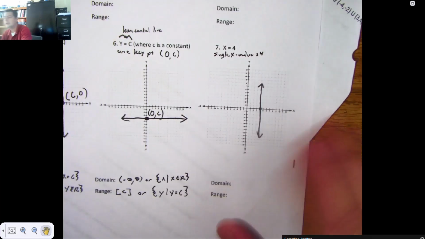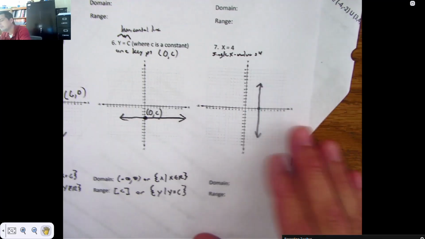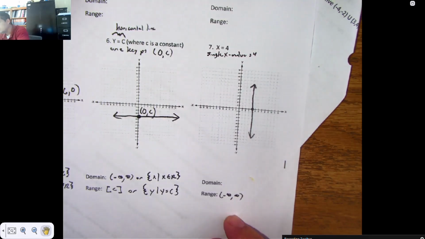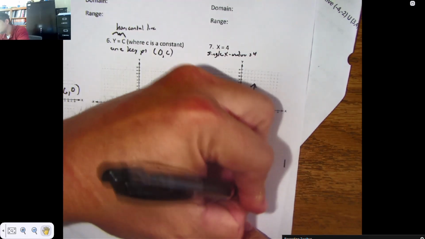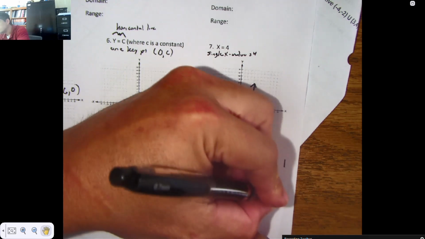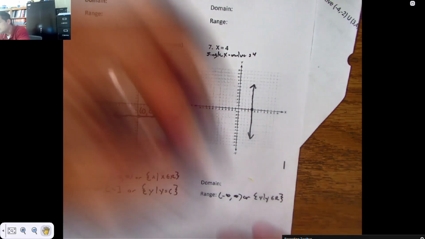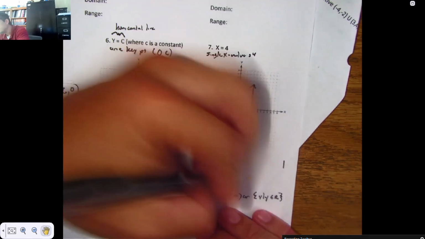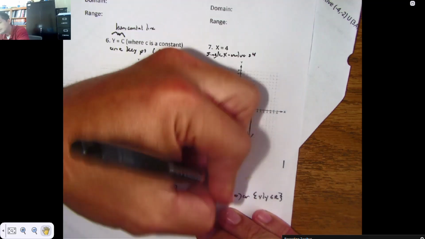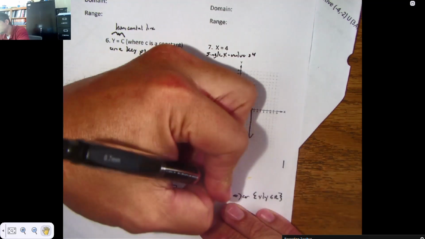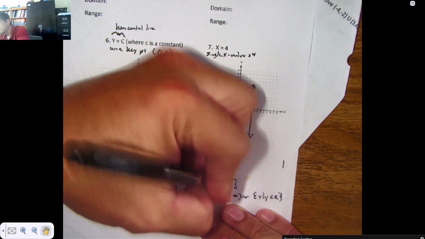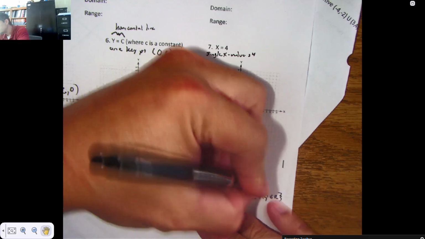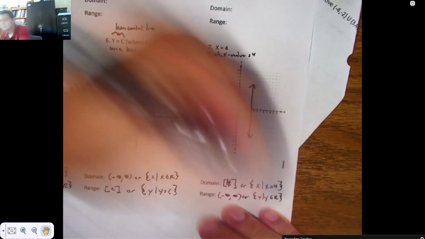By the way, arrows are important. They imply that the graph goes on forever and ever. Its range is the easy one, negative infinity to infinity, or all values of y such that y is an element of the real. The domain on this one is actually really easy too. It's kind of like the parent function, well, it's not even a function, it's x equals. Anyways, it's a constant, and the constant was 4. Or in set builder, all values of x such that x is 4. Ta-da!